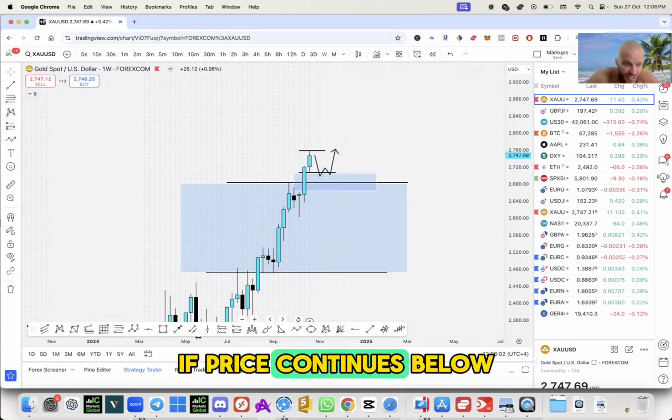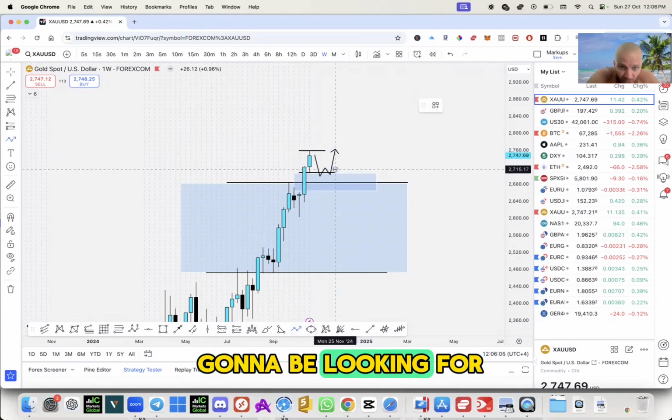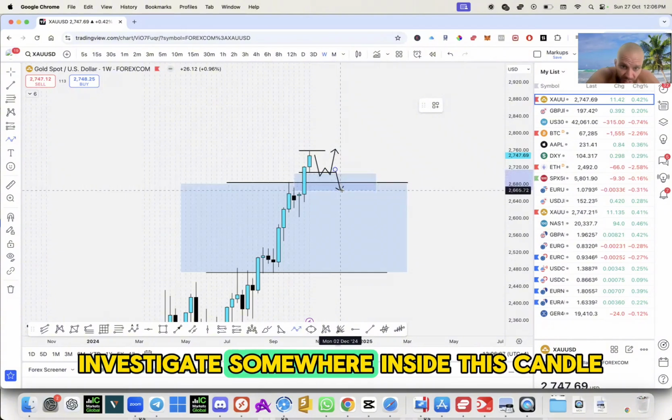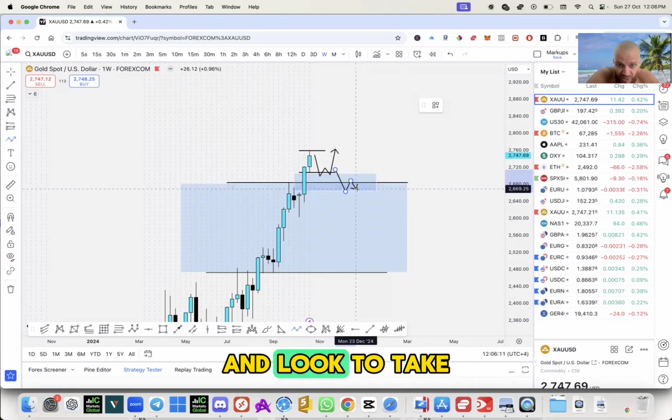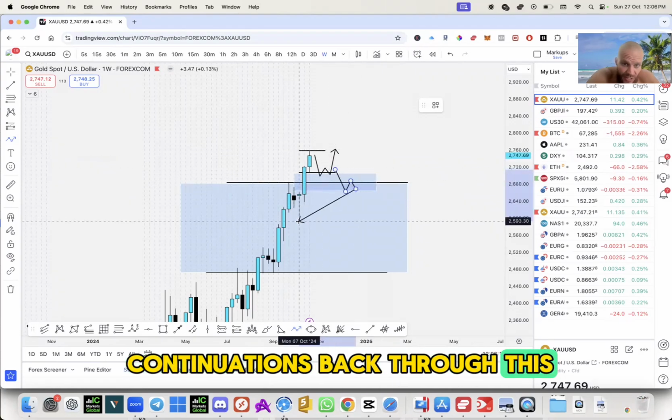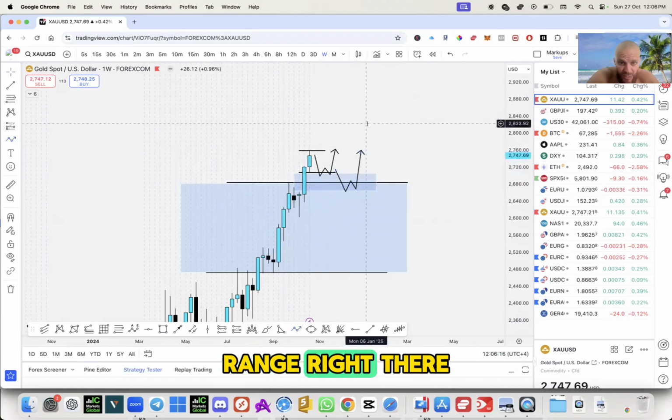However, if price continues below this level, what I want to see is price to mitigate somewhere inside this candle. This full imbalance fill would be beautiful, gives a nice reaction, and look to take continuations back through this entire price action range right there.